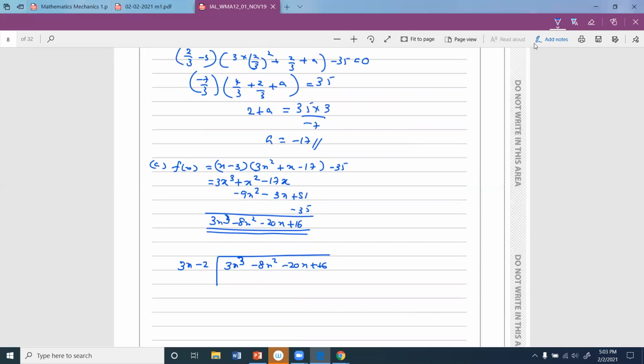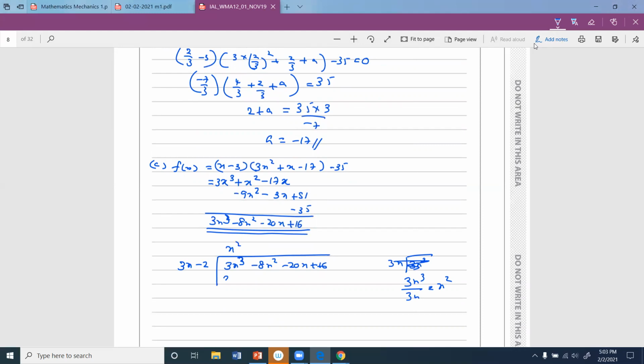3x minus 2 is a factor. So now we have to see how many 3x terms there are for 3x cubed. 3x, how much of them? Sorry, I can say 3x cubed over 3x. It's x squared. So just write x squared. Then expand the entire thing from x squared.